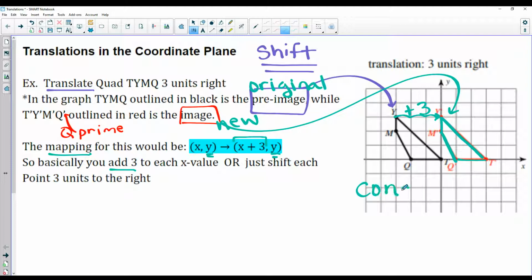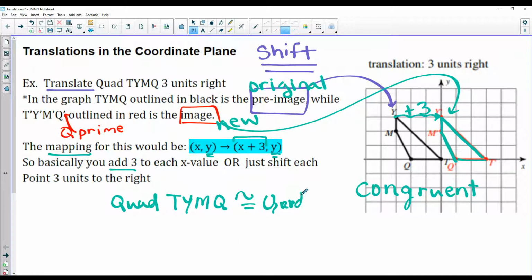Remember, that was called congruent. So we could say that quadrilateral TYMQ is congruent to quadrilateral T prime, Y prime, M prime, Q prime. Okay, so a little review there of our symbols. Let's do another.